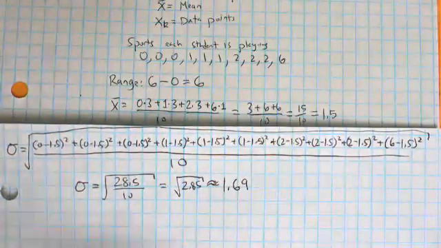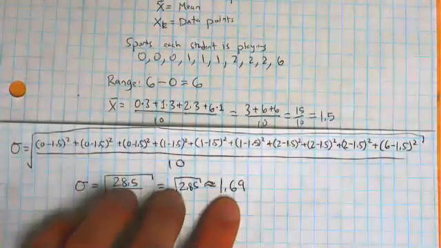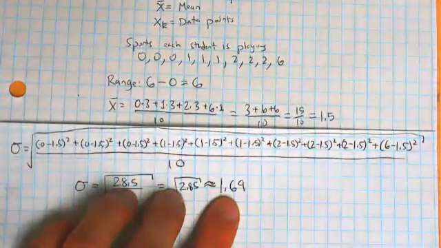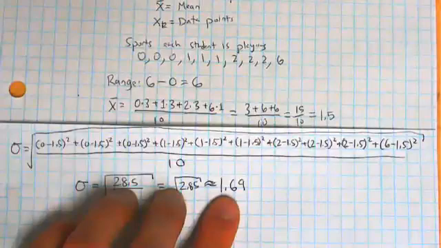This standard deviation right here, the 1.69, represents, essentially speaking, how far away typically every data point is from the mean of 1.5.